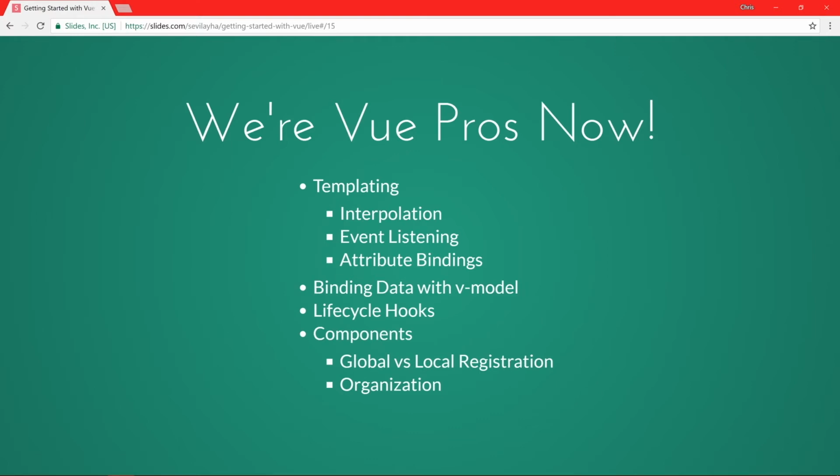We've done a little bit on components. We've done global versus local registration and organization. That's what components are all about, is organizing your application so that it's easy to read, easy to maneuver around, and find that flow of how it all works together. We've touched on the Vue CLI and did a little bit on that. So overall, I hope that was a good starter course on Vue.